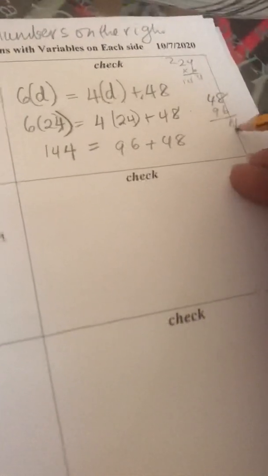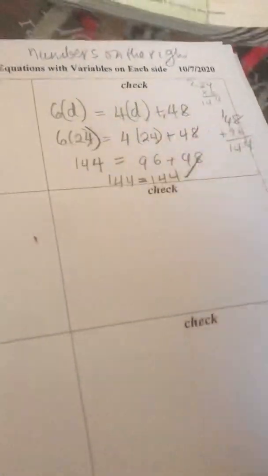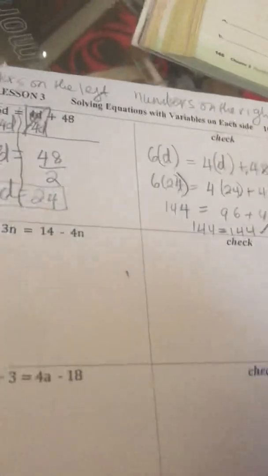4 times 24 is 96, plus 48. So 48 plus 96. 8 plus 6 is 14, carry 1. 4 plus 9 is 13, plus 1 is 14. So 144 is equals to 144. And I check my answer. And I am correct.